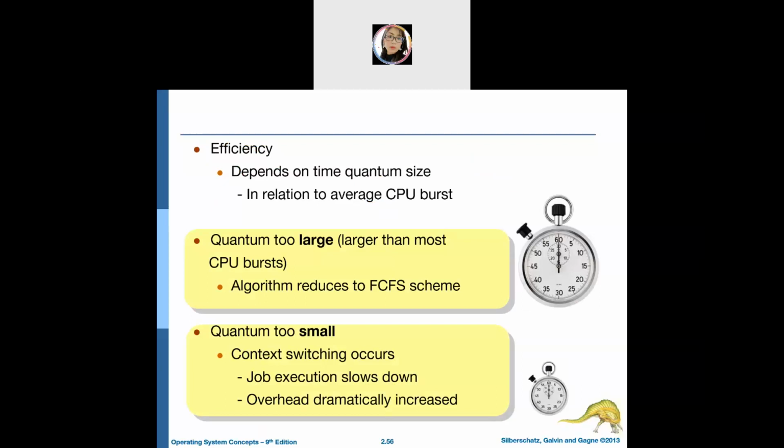Why do you need to do this round robin? Because it is efficient, depending on the time quantum size relative to your average CPU burst. If the quantum is larger than most of your CPU bursts, the algorithm reduces to your FCFS scheme, so it relays back to first come first serve. If the quantum is too large. But if the quantum is too small, context switching occurs, which slows down job execution and the overhead increases dramatically.